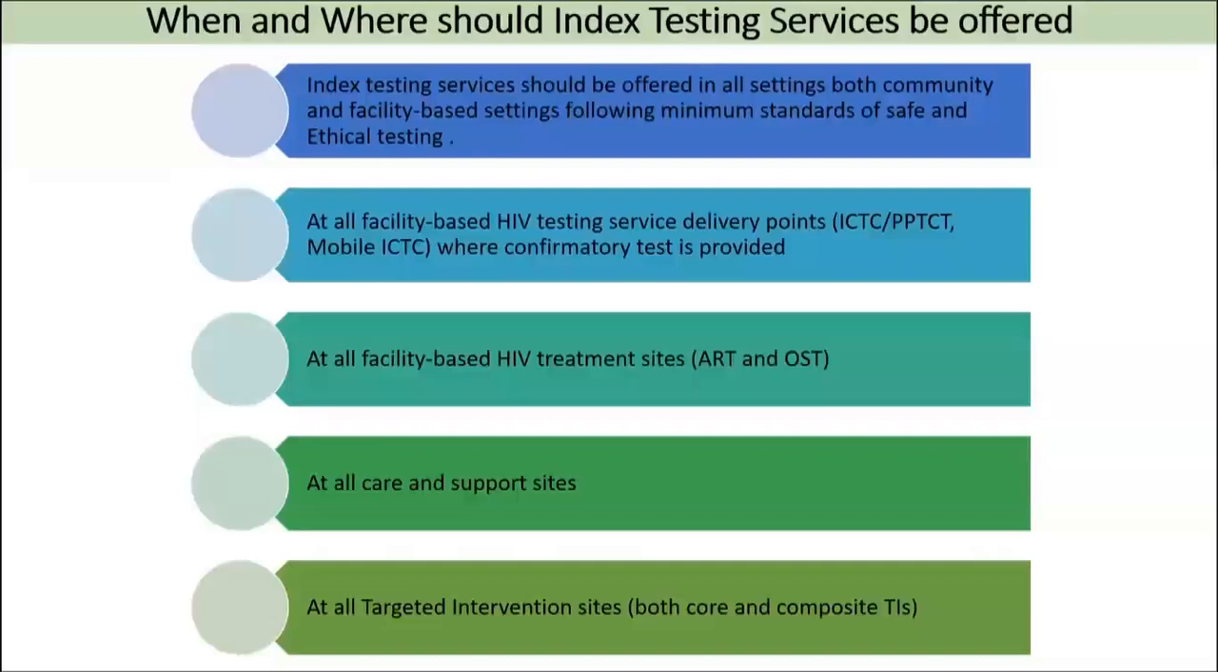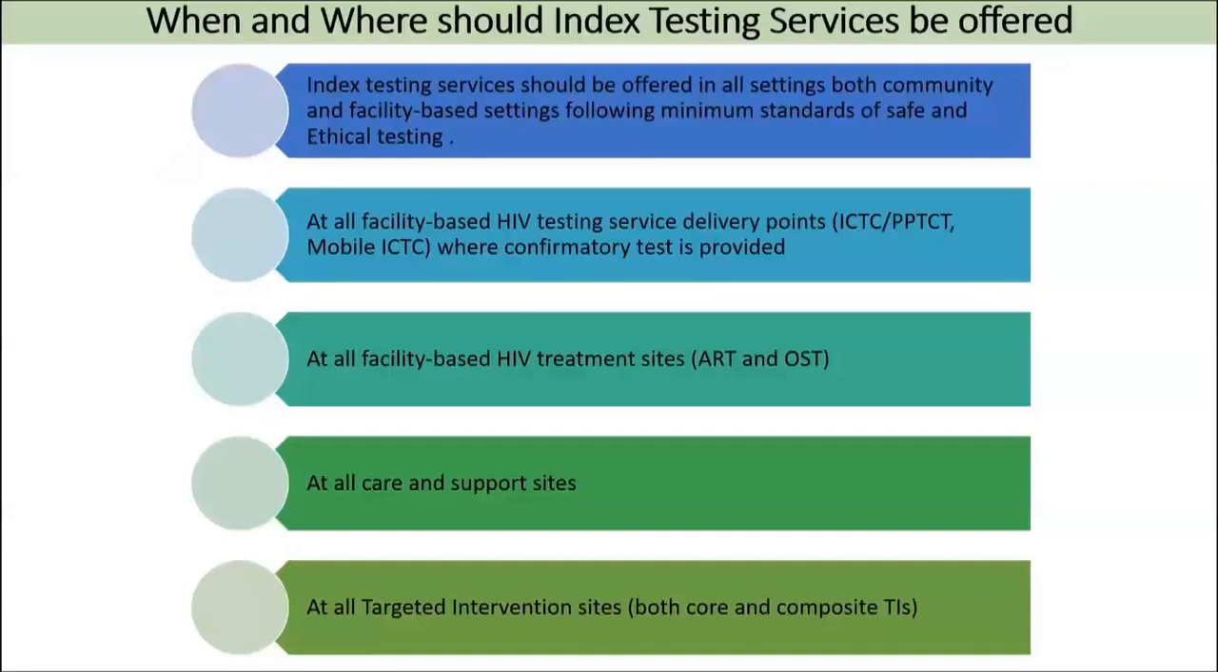There are 10 steps which need to be followed for offering index testing. This needs to be provided by a trained person only, and it can be provided at all settings, both community and facility-based testing, with the minimum standards of safe and ethical testing followed. I will touch base briefly on the minimum standards also. As I mentioned in the previous slide, index testing can be provided at any place where confirmatory testing is provided. It can be an ICTC or a mobile ICTC as well.